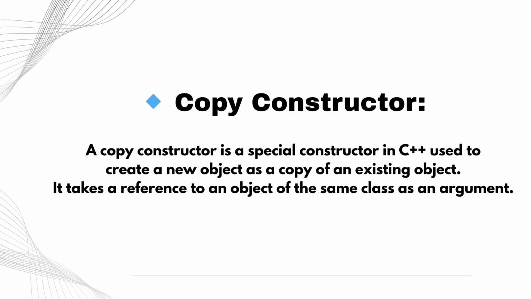Let's see the other two types of constructors. Copy constructor. A copy constructor is a special constructor in C++ used to create a new object as a copy of an existing object. It takes a reference to an object of the same class as an argument.